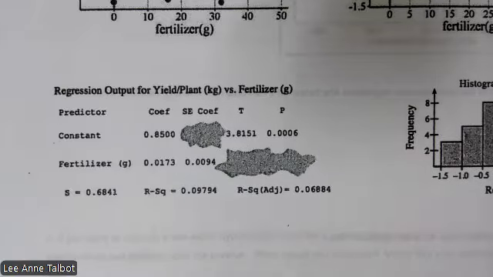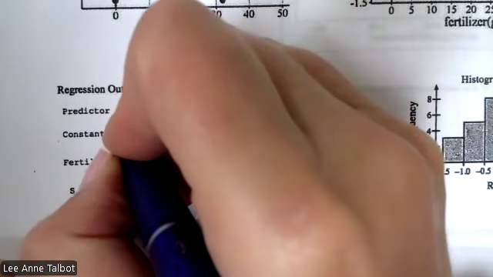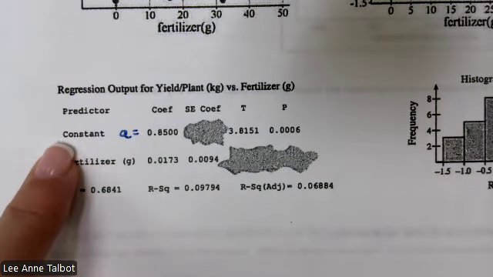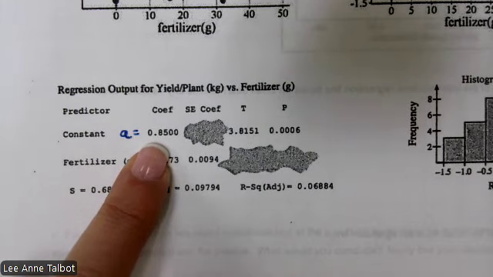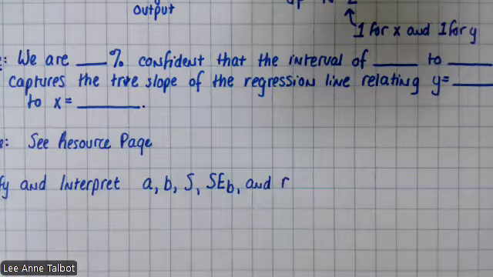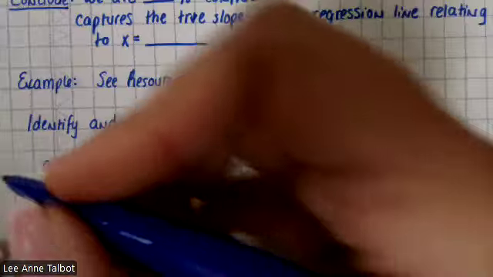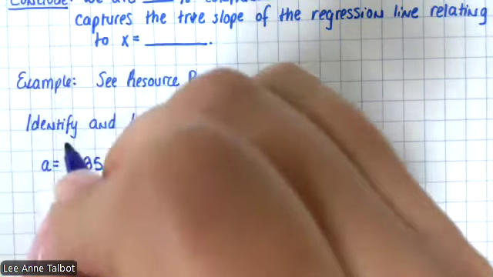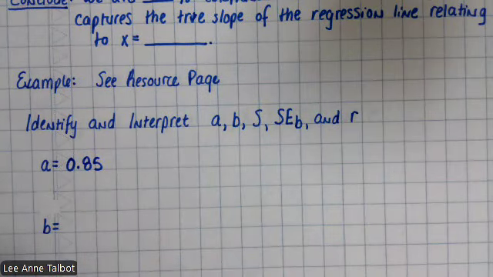Does anybody remember which number is A, the y-intercept? Yep, 0.85. The reason you can tell is because it says constant. So constant is just the number that's being added or subtracted. It doesn't have a variable on it. So this is A, which is the y-intercept. And to interpret the y-intercept, first of all, we're going to say that it's 0.85. It's 0.8500, but that's okay.